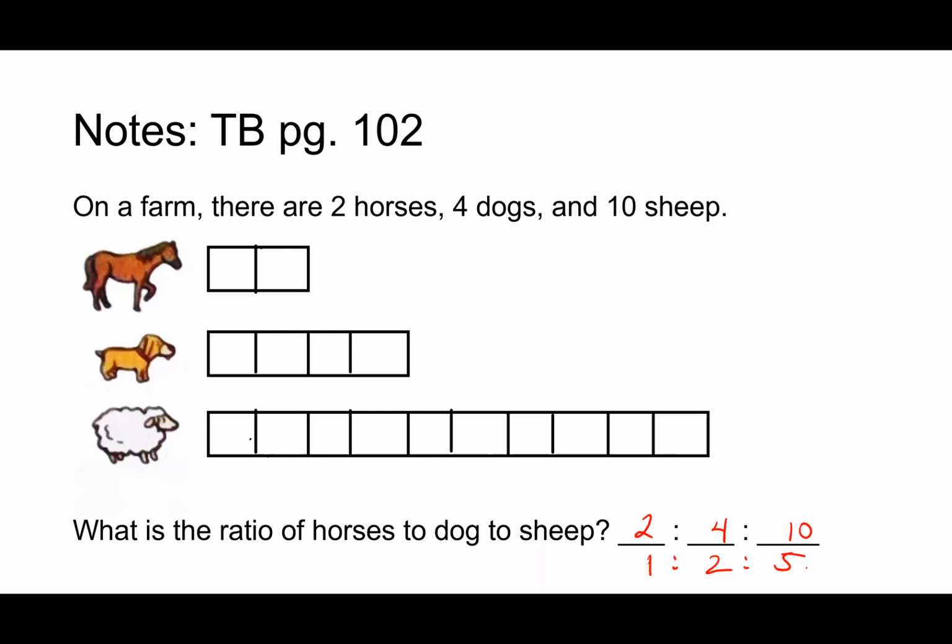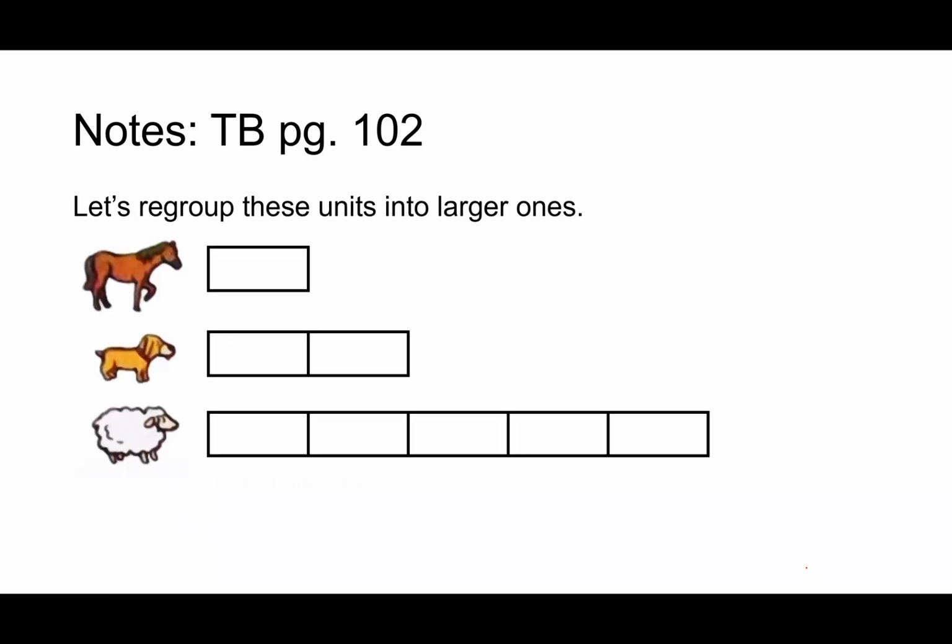Well, you can go ahead and write the unsimplified version on this slide, because now we're going to group these into smaller units. That's our task for the next slide. So we started off with 2, 4, and 10 units, but we can simplify. We can divide each of those by 2, and then now the horses have 1 unit, the dogs have 2 units, and the sheep have 5 units. Is that how many animals are on our farm though, guys? No, we still have 2, 4, and 10, but the units can be different.